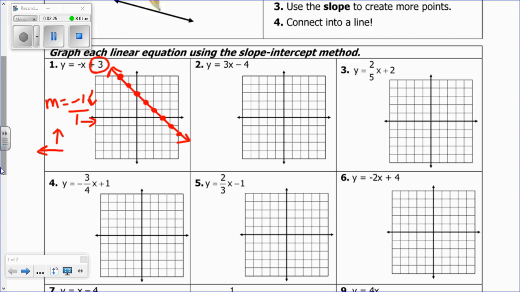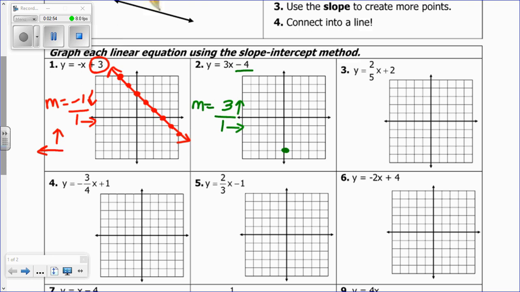All right, let's look at example 2. So first we want to plot the y-intercept, which is at -4. So on the y-axis, go to -4 and place a point. And then we have a slope of 3, which is really 3 over 1, just so we can have our rise over run. So a +3 means we're going to go up 3. +1 means we're going to move to the right.